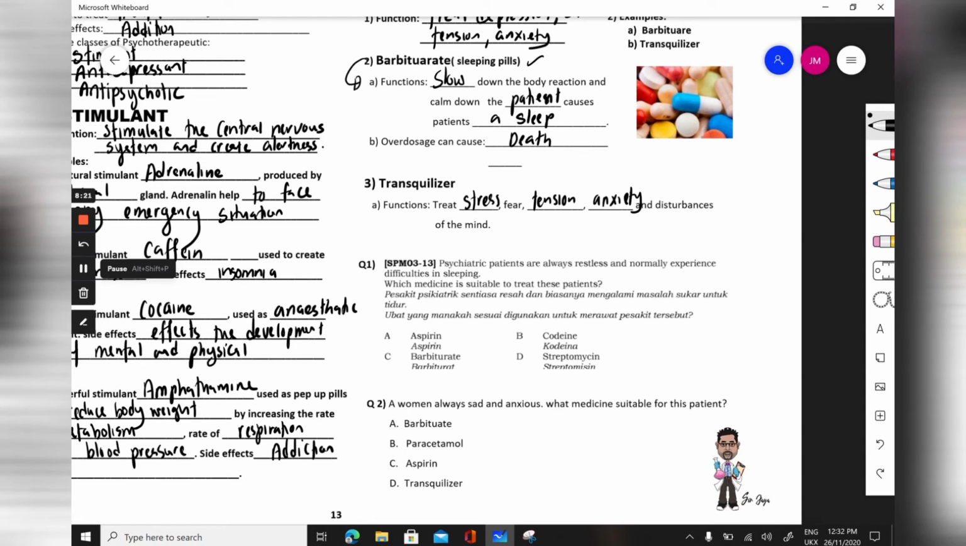Psychotic patient is always restless and experiences difficulty in sleeping. So for sleeping, it will be the sleeping pill known as barbiturate. The woman is always sad, anxious. That means this falls under stress. And what type of medicine is suitable for this type of patient? That will be tranquilizer.